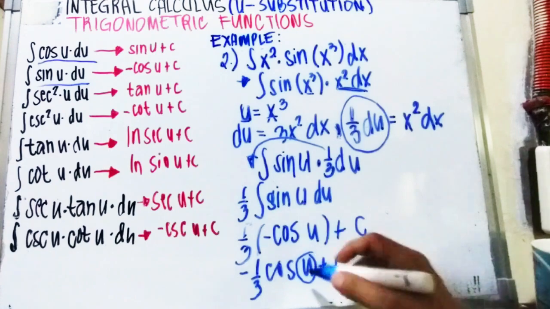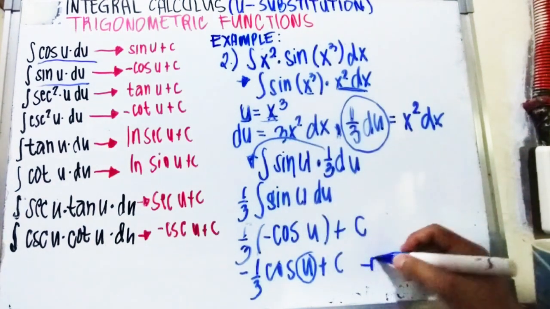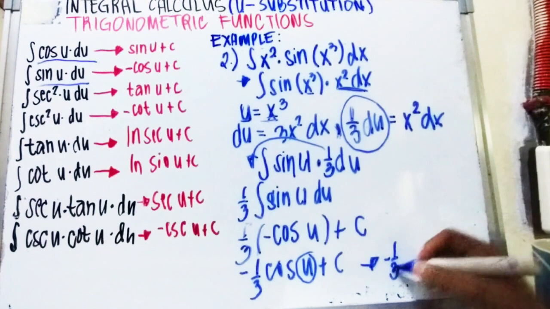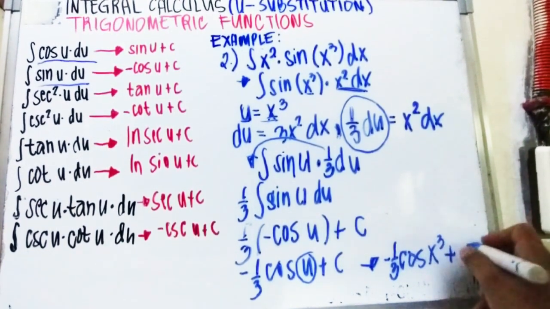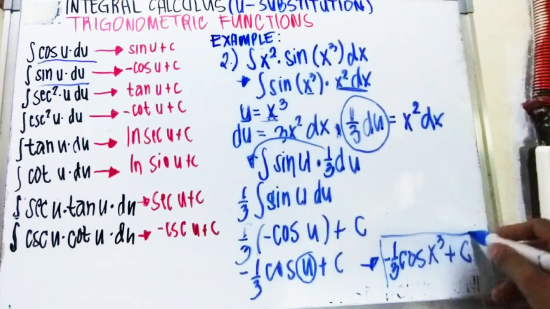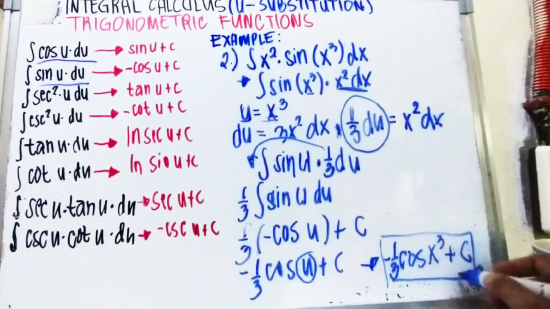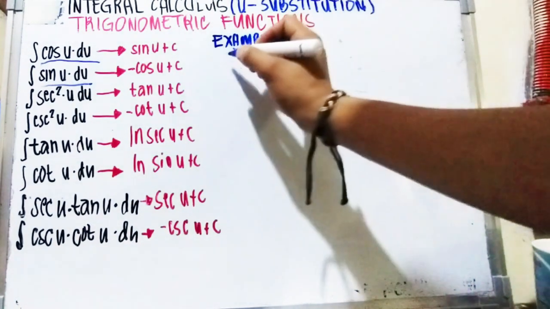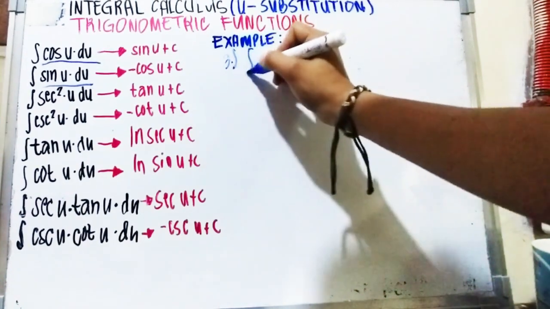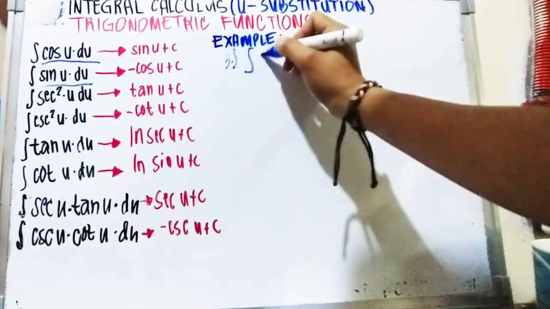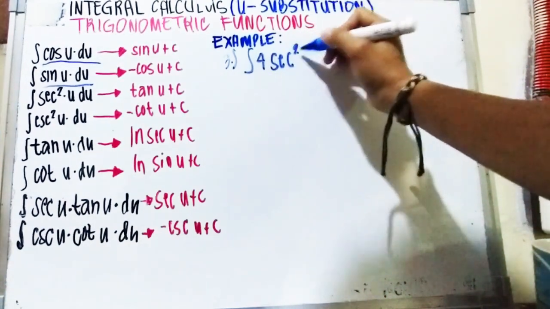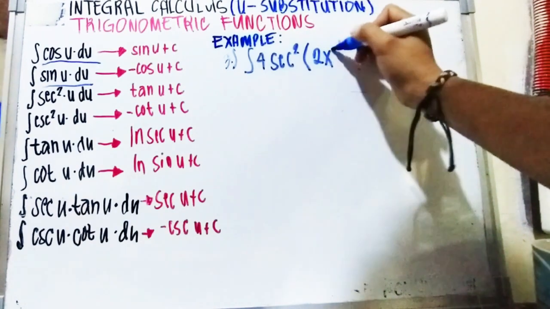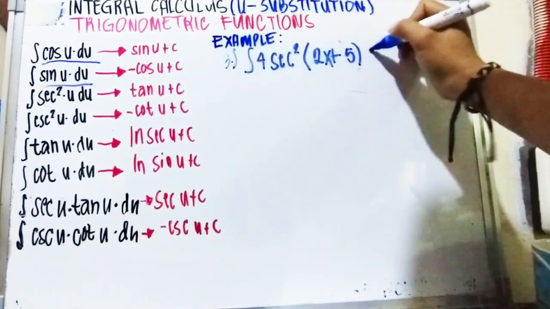Replacing the value for u, we have negative 1/3 cos x cube plus c. Ito na yung final answer sa example natin. Let's have our next example. Integrate the function 4 secant squared quantity 2x plus 5 dx.